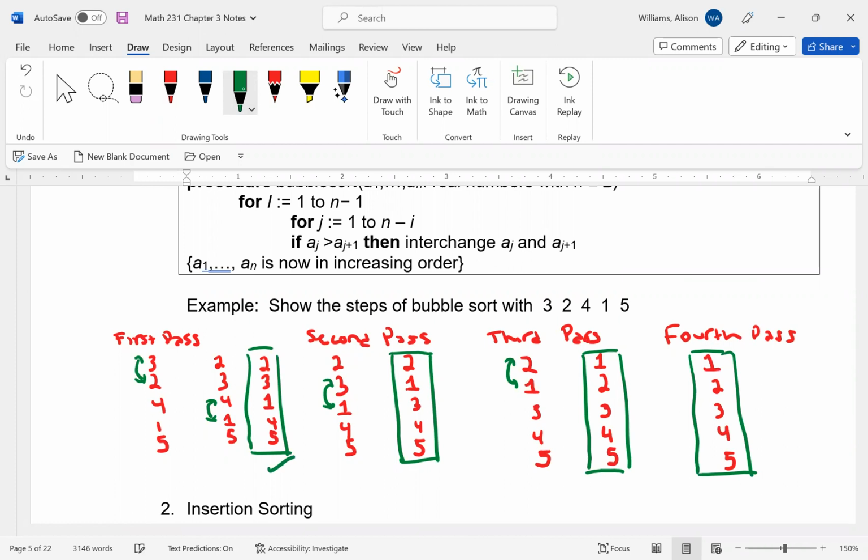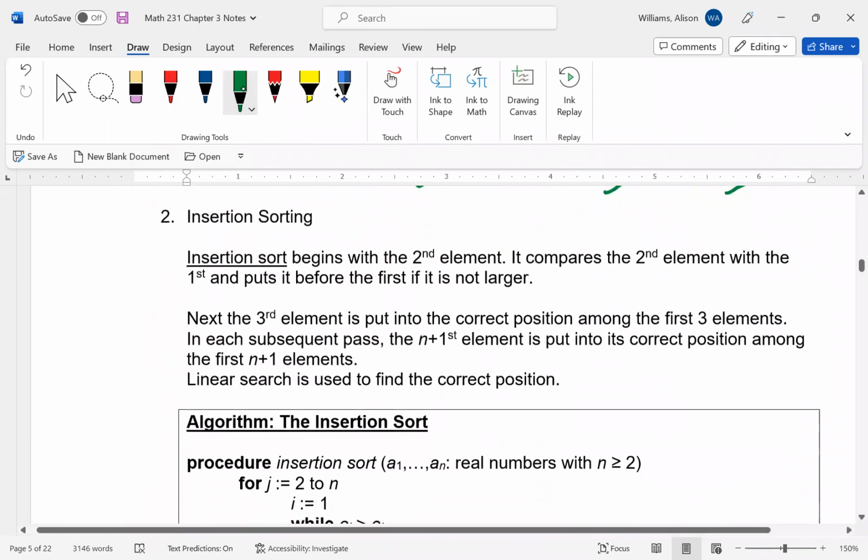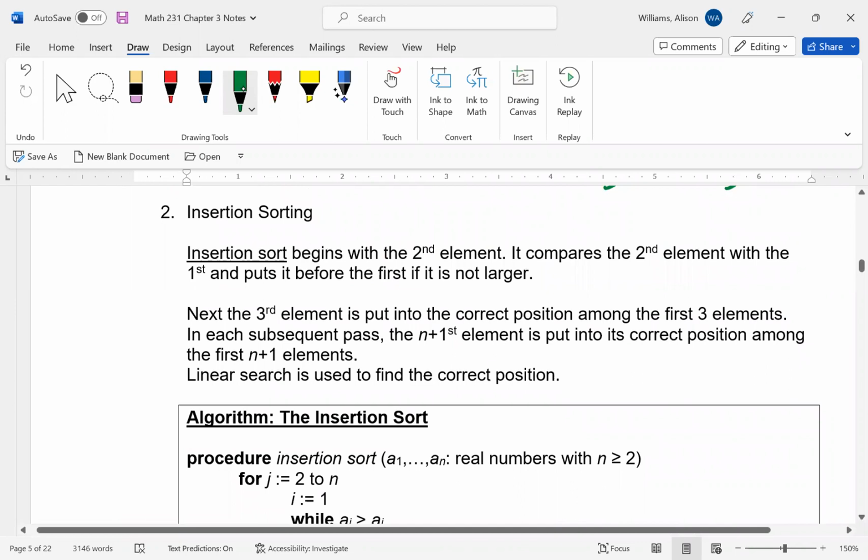So these are the values you'd be giving as the answer for each pass. What would be the result? Okay, insertion sort begins with the second element. It compares the second element with the first, puts it before the first if it is not larger. Next, the third element is put into the correct position among the first 3. So each pass, we're comparing the next element to the previous ones and putting it in order.